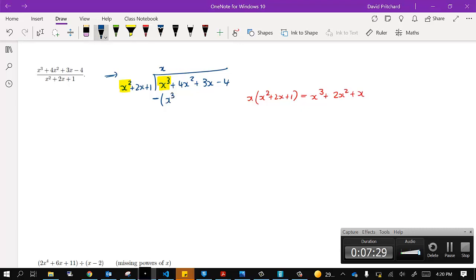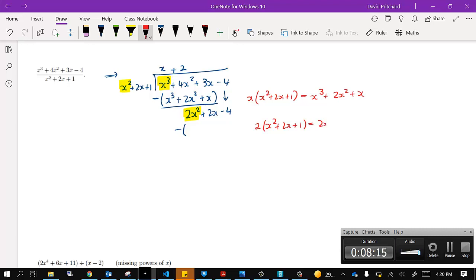We've got x cubed, 2x squared, and x. And when we do this subtraction, we get 0 here. 4x squared take 2x squared gives us 2x squared. 3x take x gives us 2x, and we'll bring down our negative 4, ready to start again. 2x squared is our new leading digit. 2x squared divided by x squared is 2. And we're going to subtract our quotient, which is 2 multiplied by x squared plus 2x plus 1.